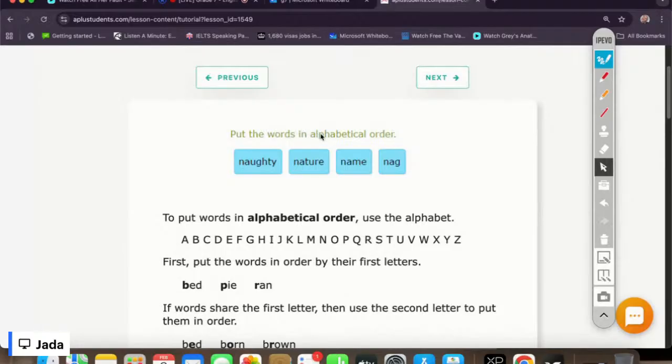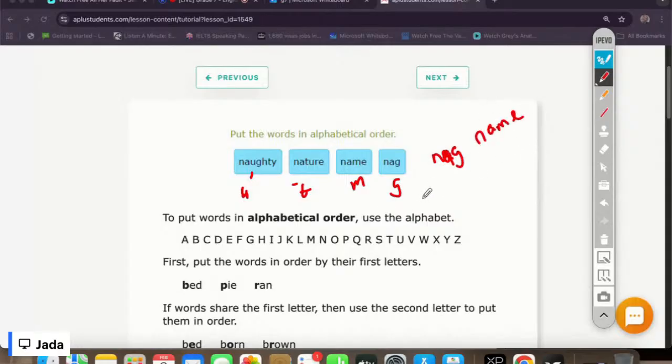So put the words in order. We have naughty, nature, name, nag. One thing that is common here is that the first two letters are the same. So we have to use the third one. For naughty we have U, for nature we have T, for name we have M, and for nag we have G. So of course nag comes first. Okay, so after nag, what do we have? We have name, then nature, and then naughty.